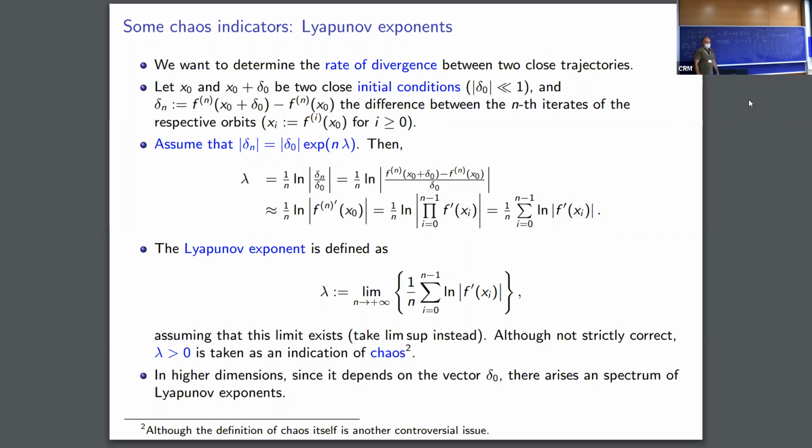The element we like to compute is lambda, the thing I don't know. How to derive lambda from here? Take logarithm, so you have delta n divided by delta 0. You take the logarithm, you divide by n. This should be this value for lambda. Okay, so I'm going to compute this numerically. I have delta n.